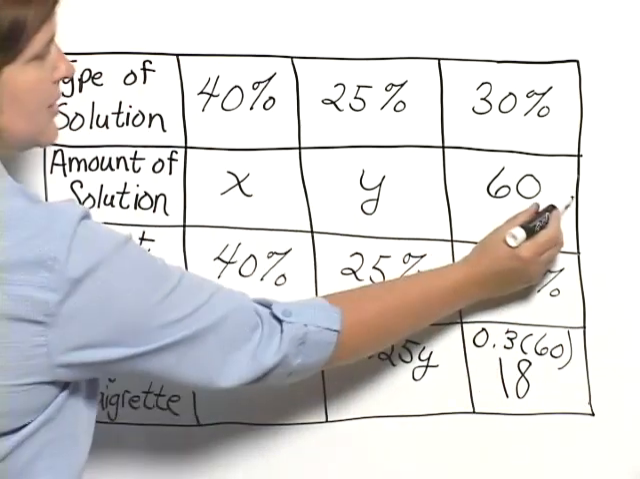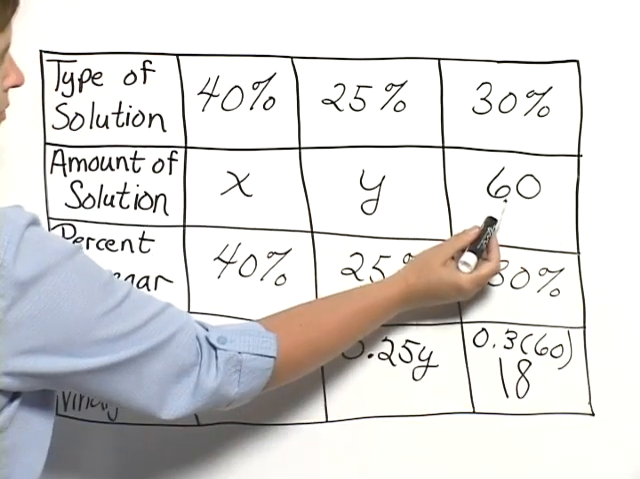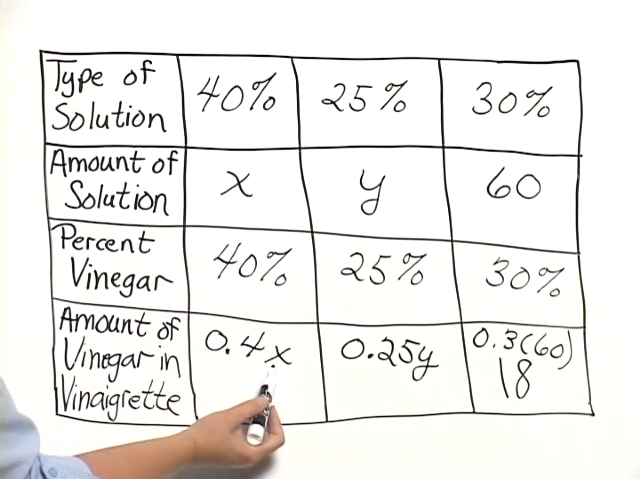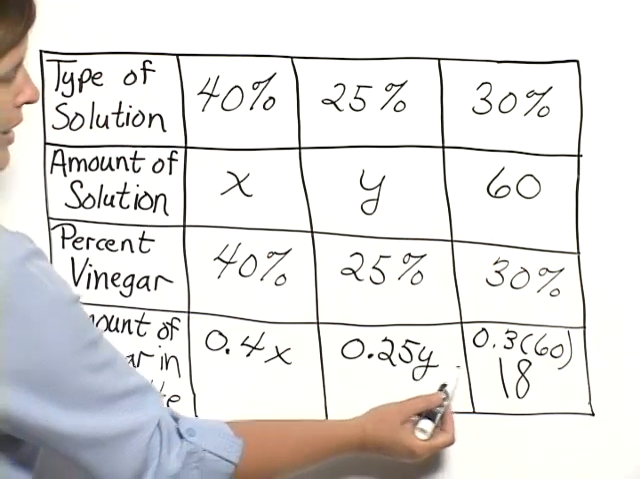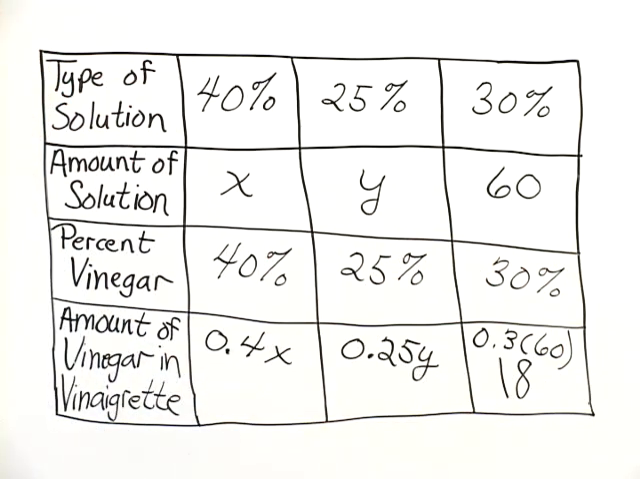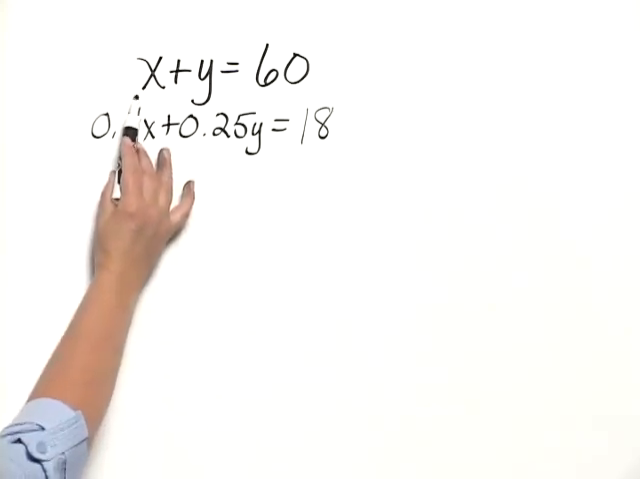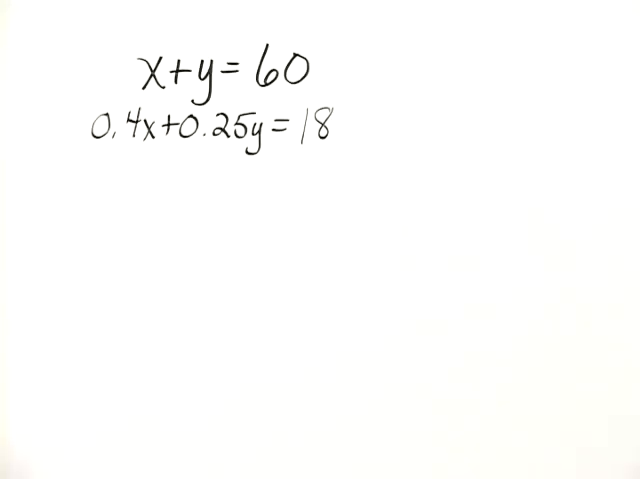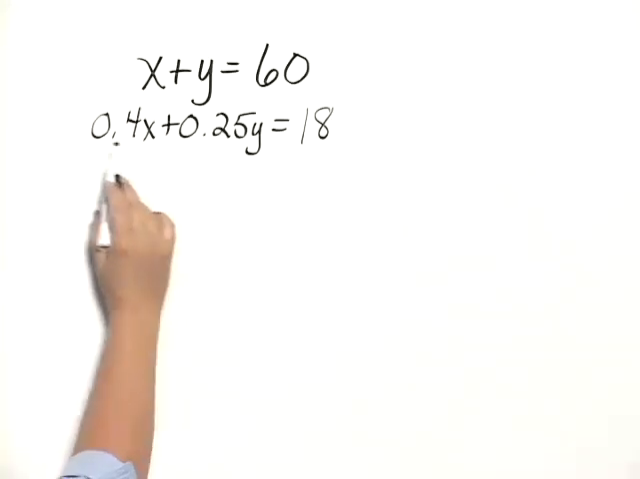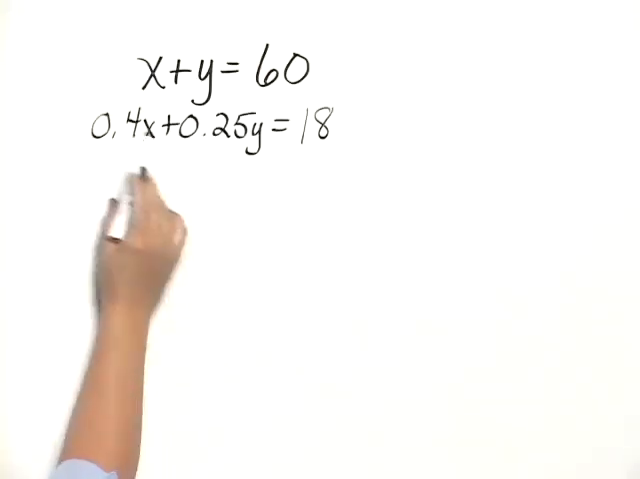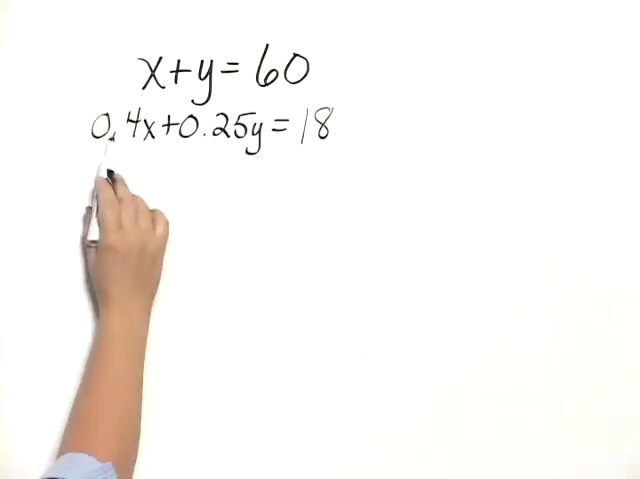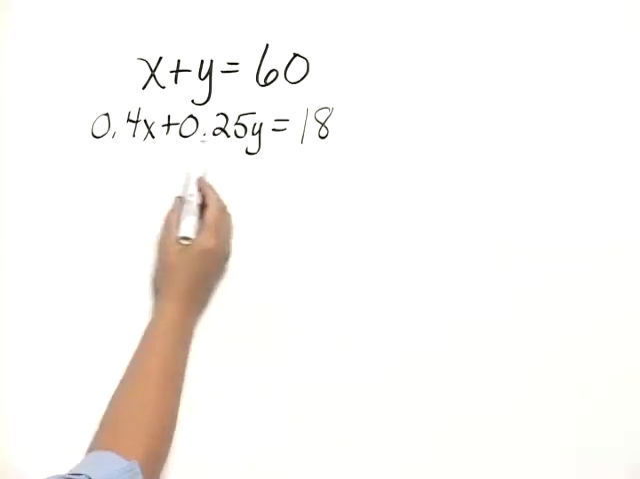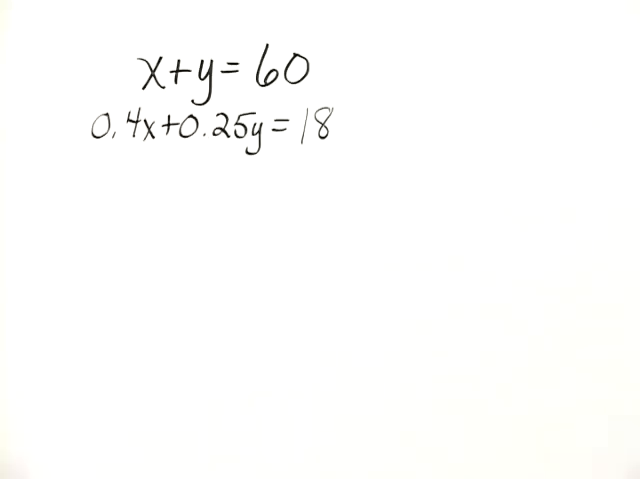This second row gives us an equation, x plus y equals 60. The fourth row gives us an equation, 0.4x plus 0.25y equals 18. Now we have the system of equations x plus y equals 60, 0.4x plus 0.25y equals 18. First of all, I'm going to clear the fractions, clear the decimal places. I have 0.4 and 0.25. There are two decimal places here, so I'm going to multiply each term by 100 in the second equation.